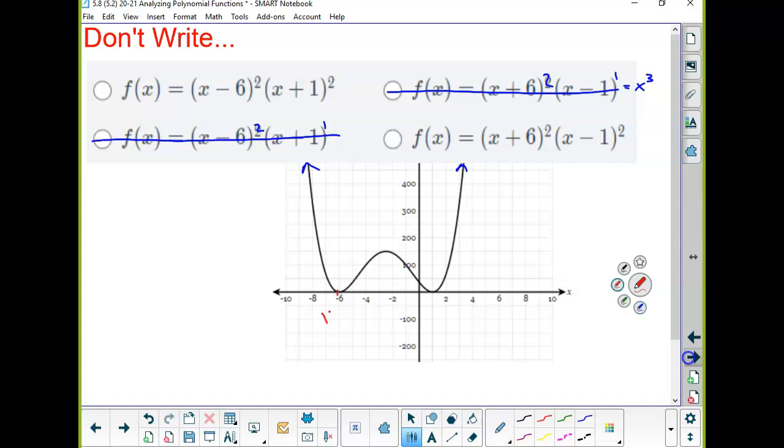And then I've got x equals negative 6, but if I move that over, that answer came from a factor of x plus 6. And here we get x equals 1.